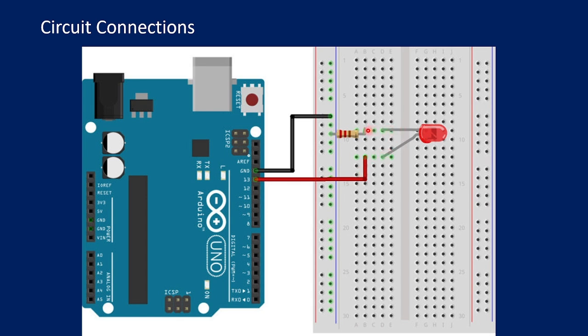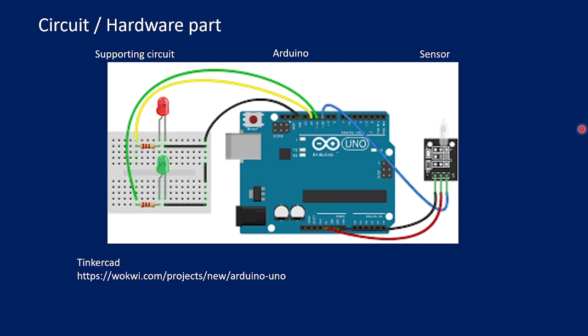Then the negative terminal should be connected to a series resistor. Otherwise, the LED may lose its ability. Therefore, we can connect it to the resistor, then directly connect it to the ground. The circuit is completed. Then what you do is you have to look for the proper code and you have to upload it.